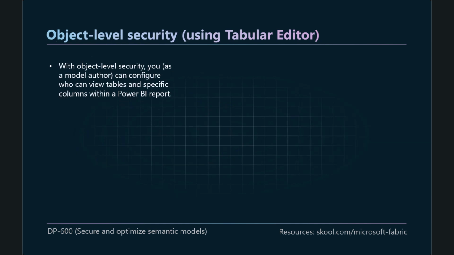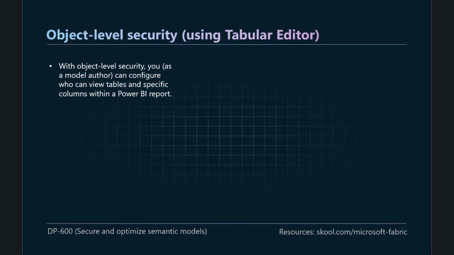Now, as well as row-level security, we can also apply object-level security to our semantic models. But the way that we're going to be doing that is different, because object-level security can only be configured via third-party tools such as Tabular Editor. And when we talk about object-level security, what we're talking about is restricting access to a particular table in a semantic model or a specific column.